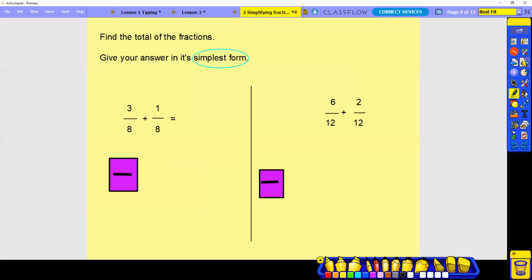Okay, let's move on. So we're going to find the total of the fractions. So we're going to add these fractions together, and then we're going to give the answer in the simplest form. So when we add these two fractions together, we're going to get an answer, which is correct, but we're going to try and then simplify it into its simplest form, okay? Just doing what we've done before. So you're basically combining two different skills that you have learned with fractions into one lesson, okay? So we've got 3/8 and we're going to add 1/8.